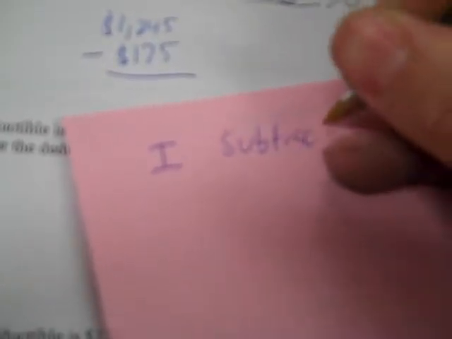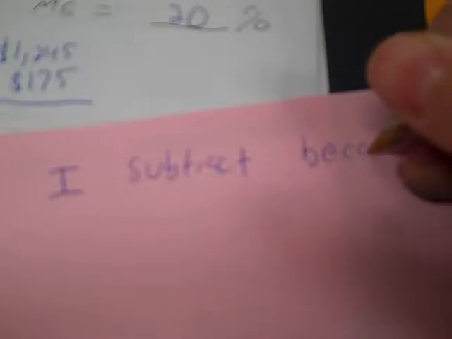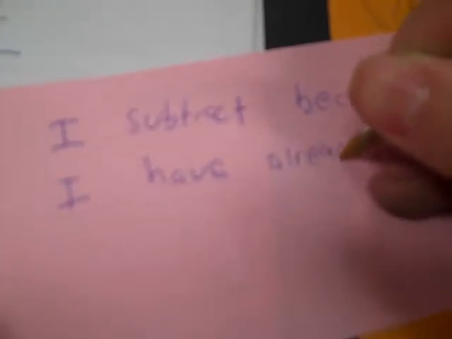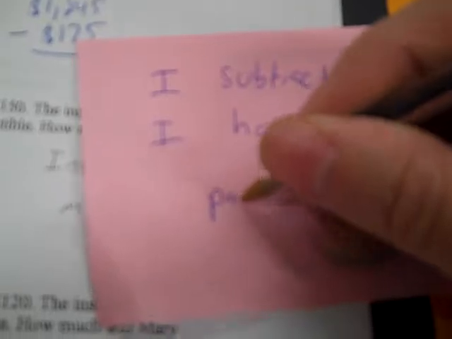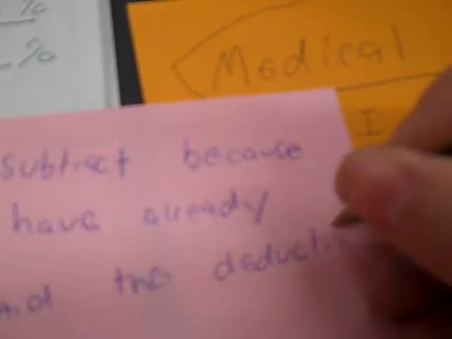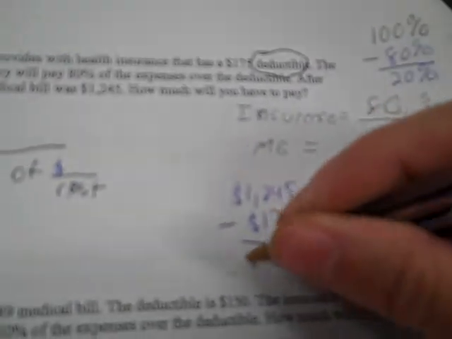I subtract because I have already paid the deductible. Okay, so we're always going to subtract that. So I take 1,245 minus 175, and that's 1,070. And that's how much the rest is, okay?